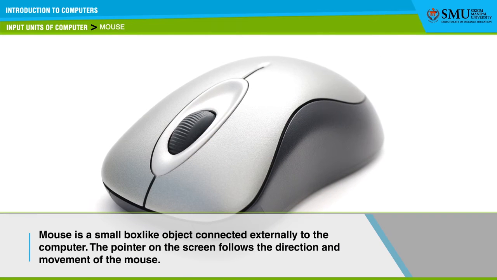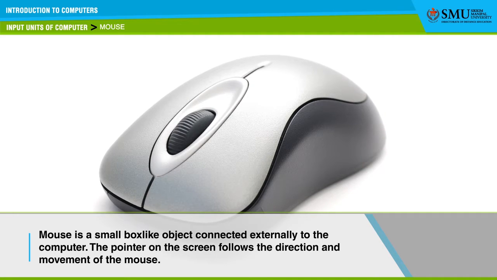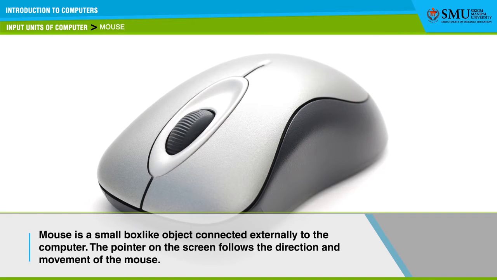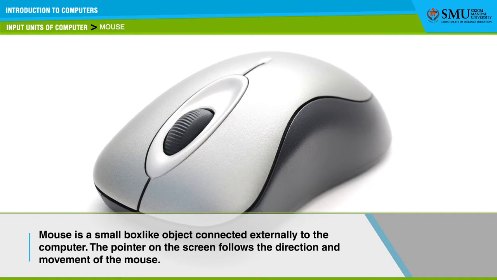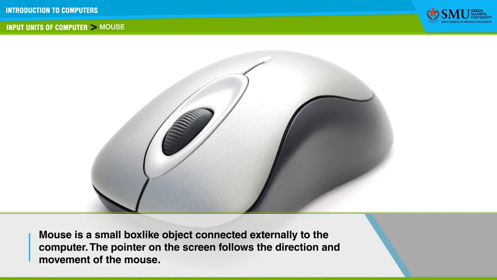Mouse, also known as a pointing device, is used to point and select an option on the monitor. It is a small box-like object connected externally to the computer. The pointer on the screen follows the direction and movement of the mouse. Rolling the mouse moves the pointer on the screen. The button on the mouse is used to select a particular option on the screen.